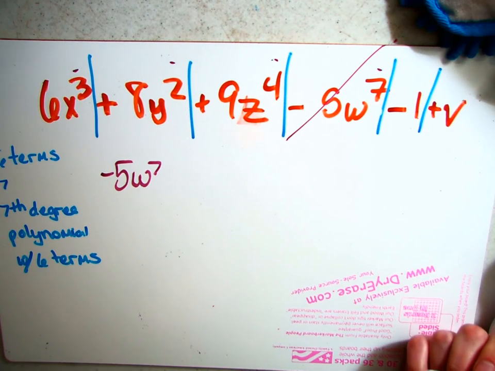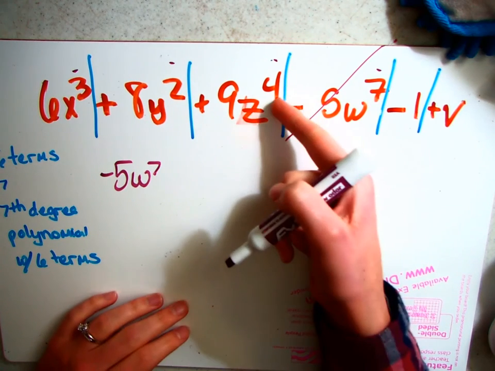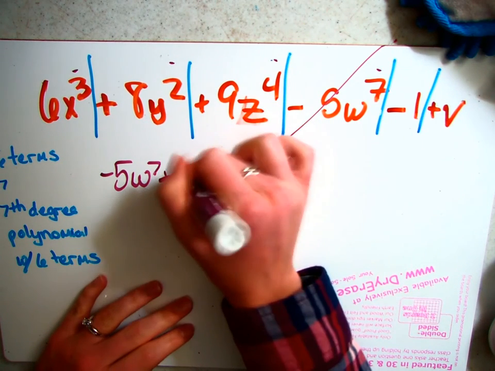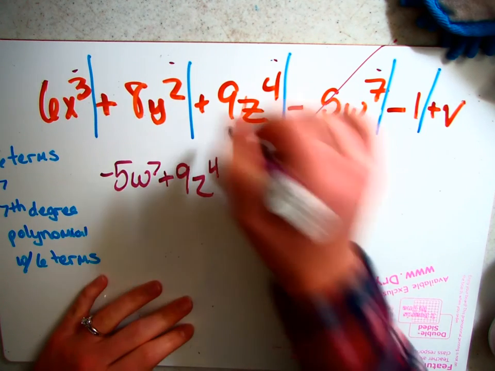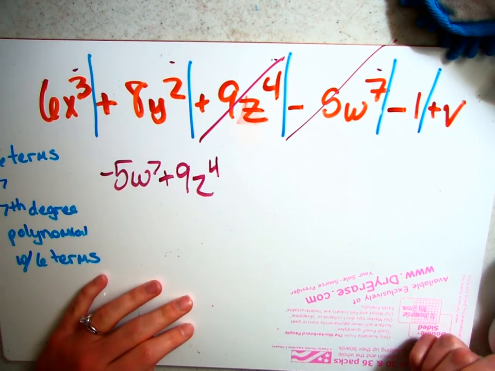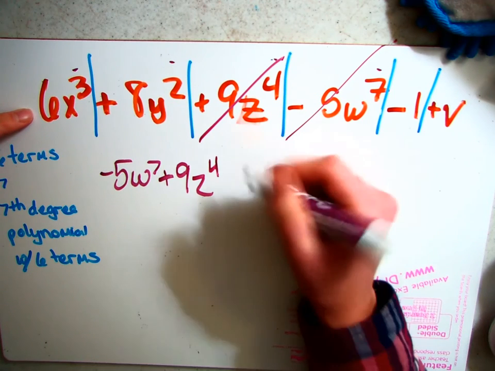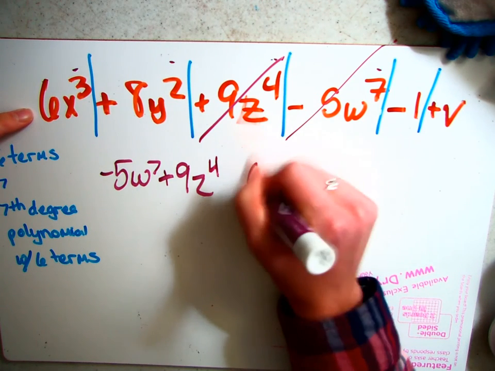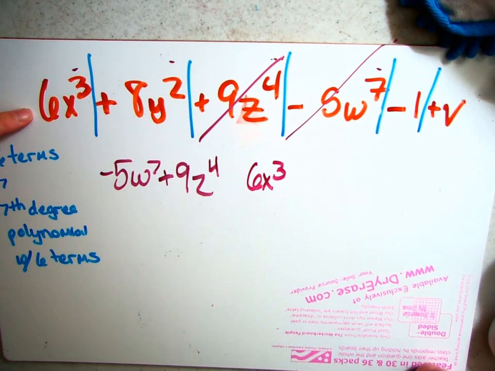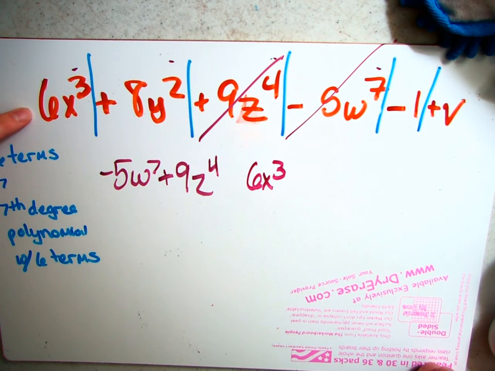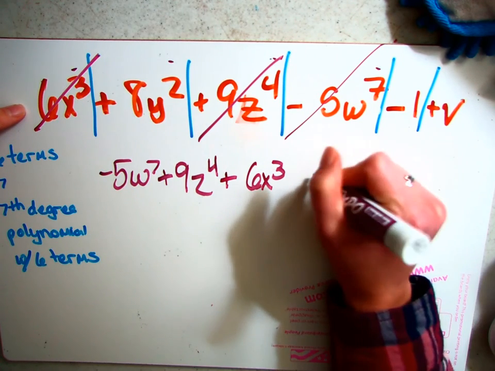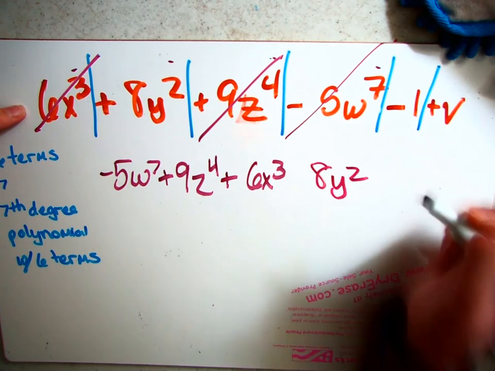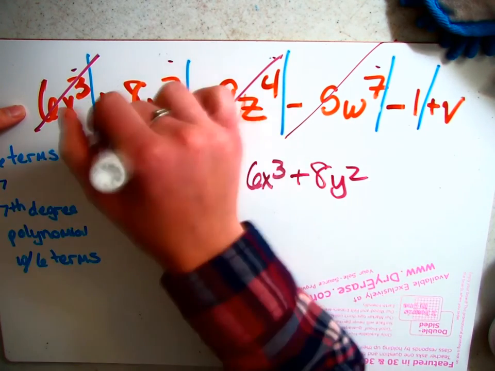Now I will go to my next biggest exponent, which is the 4. And bring along with it the plus, the 9, and the z. The next biggest exponent then is the 3, so that means I will have a 6x to the third power. By the way, this is a positive 6, so I need to put a plus sign in front of it. The next biggest exponent is the 2, so that means I'll have 8y squared.